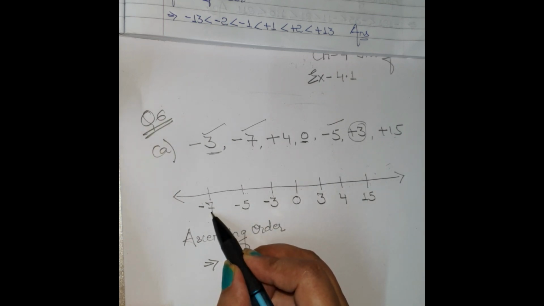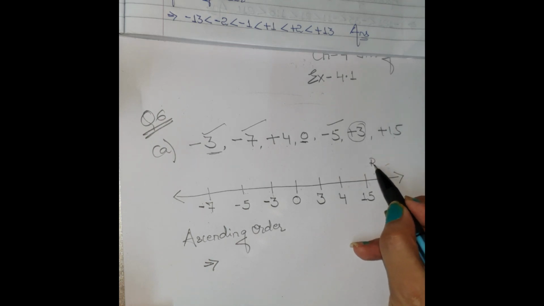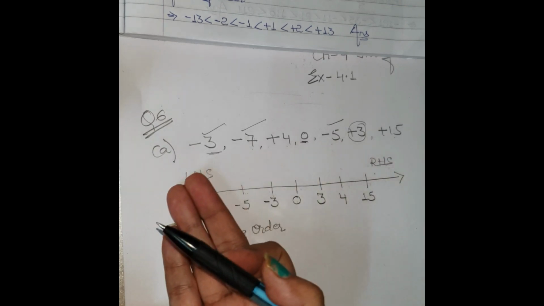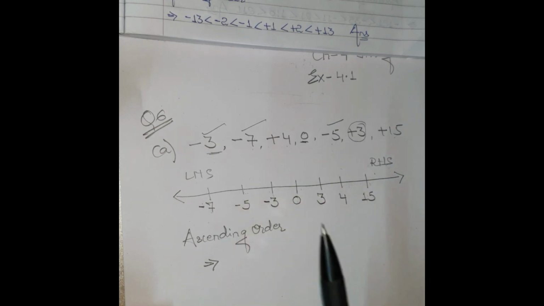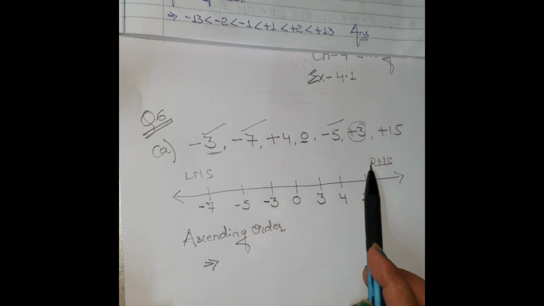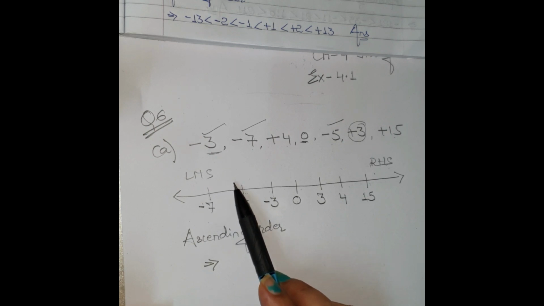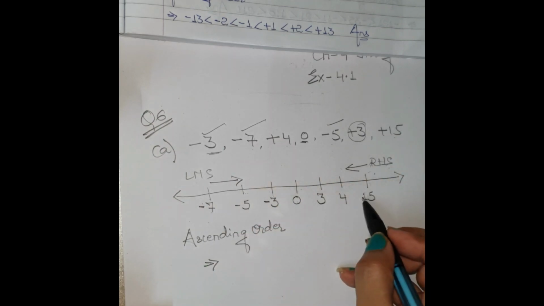If you remember the introduction portion, I have told you number lines comes in decreasing order when you go from right hand side to left hand side. अगर आप right hand side से left hand side में जाते हो तो ये decreasing order में जाती है, means bigger to smaller. और जब आप left hand side से right hand side में जाते हो तो ये ascending order में जाती है, that means in increasing order. From here it goes in decreasing order and from here it goes in increasing order.